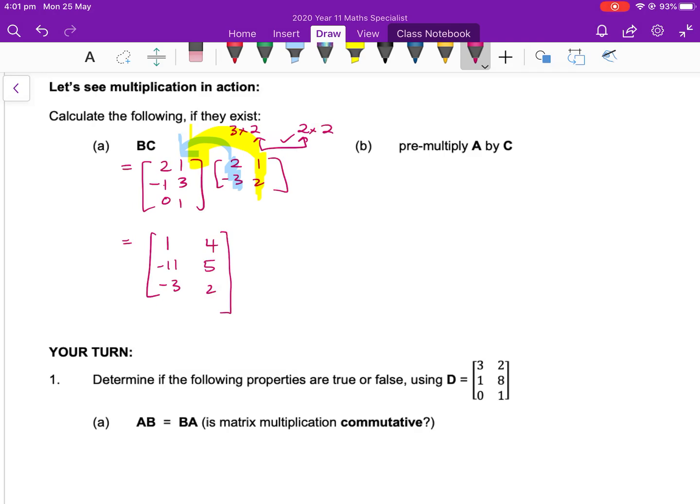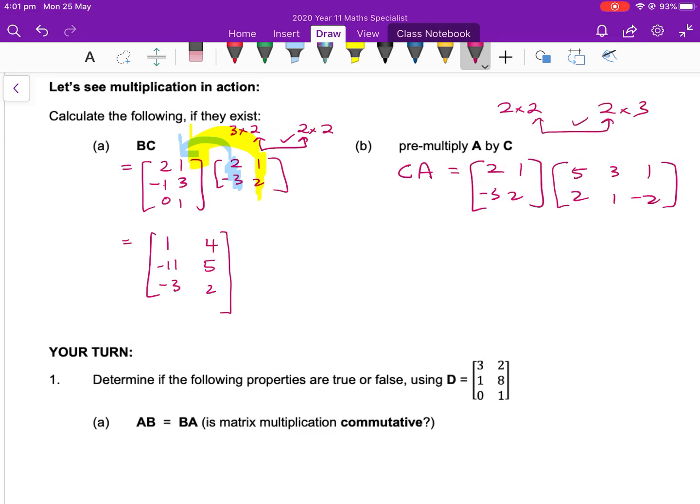Now we want to pre-multiply matrix A by C, which means we're going to put C before A. So we've got some order here. So that's going to be 2, 1, negative 3, 2, multiplied by matrix A, which is 5, 3, 1, 2, 1, negative 2. Just checking, we've got a 2 by 2 and a 2 by 3. So yes, we can multiply these and we have our resulting matrix as a 2 by 3, same size as A. So again, column onto each row.